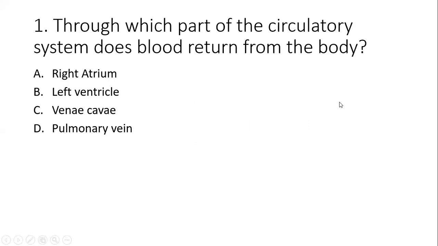Okay. So I kind of want to start off with some review of the flow of blood throughout the heart, because I think it's pretty important in understanding the pathophysiological concepts, where things go wrong, and what it's going to affect. So I figured we could hit a little bit of a review on that. Starting it off here, through which part of the circulatory system does blood return from the body?